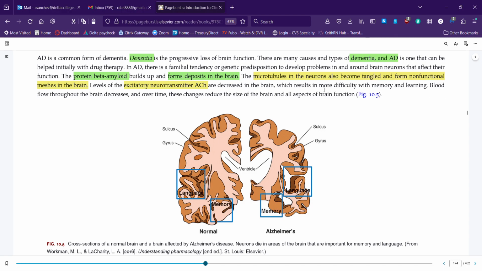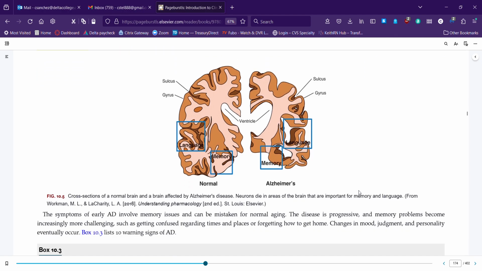So because we have less of the neurotransmitters and less of the blood flow, all of this is going to cause the shrinkage in the brain. Okay, so remember, if we're not getting blood to this area, is it getting oxygen? Is it getting nutrients? Can that area survive? That is in addition to not getting those neurotransmitters.